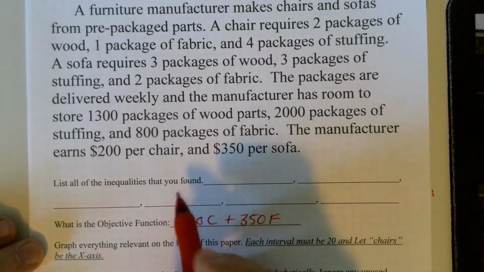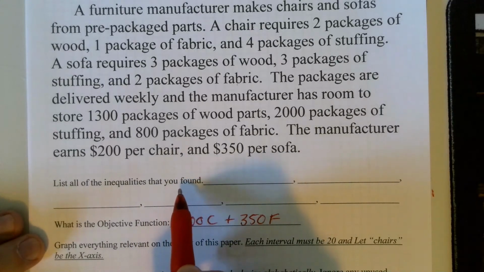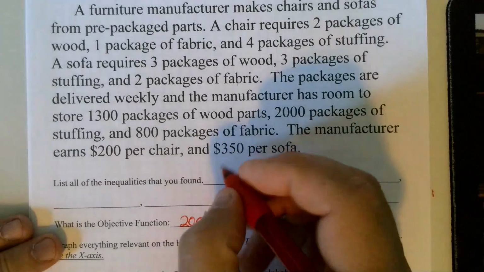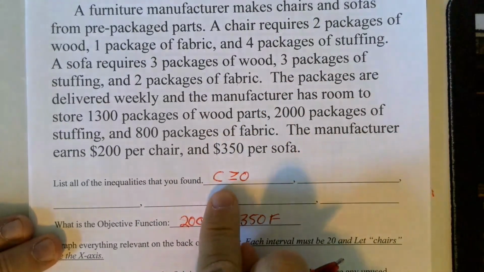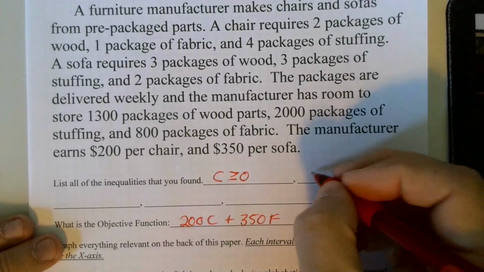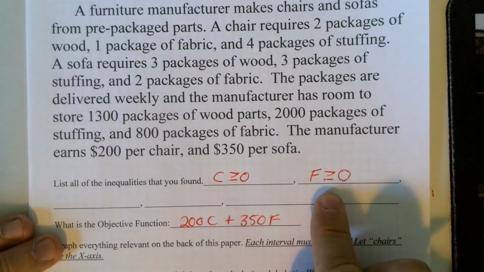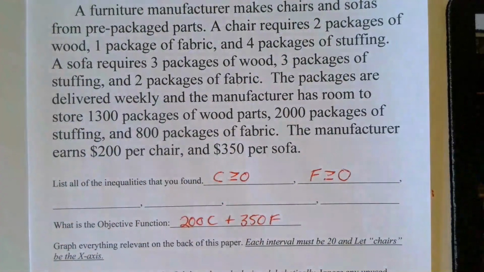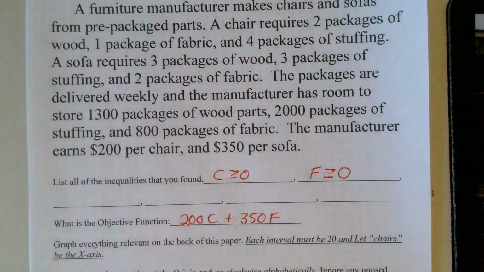So then right here it says list all the inequalities that you found. So inequalities are constraints or limitations on the problem. So what I'm going to show you right now is this. I'm going to do some basic ones. I know that the chair must be greater than or equal to 0. I can't make a negative amount of chairs. I know that the sofas must be greater than or equal to 0. I cannot make a negative amount of sofas, which means that the shading situation that we're going to do is going to put us all in the first quadrant again, because all the numbers have to be positive.